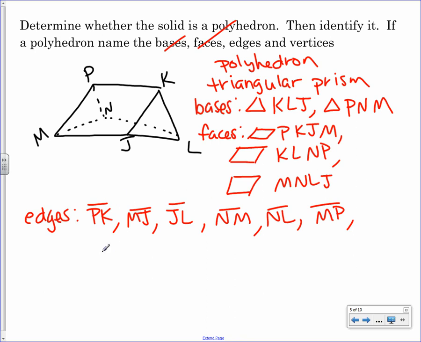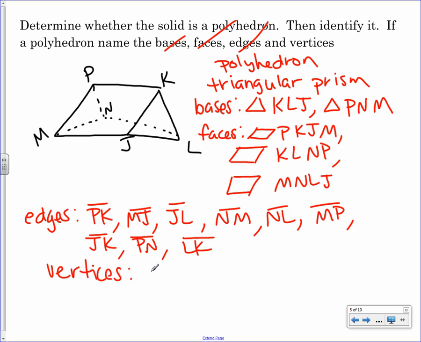We don't have to go like PK, KP. No, you don't have to do forward and backward. I heard JK. Is that what you said? Yeah. Okay. I think we need two more. PN. Are we missing LK? Is that it? Okay. Then vertices.